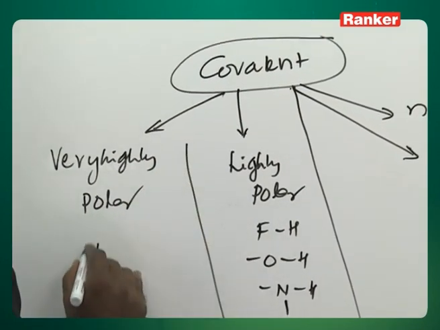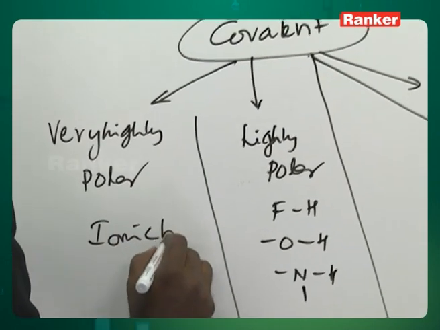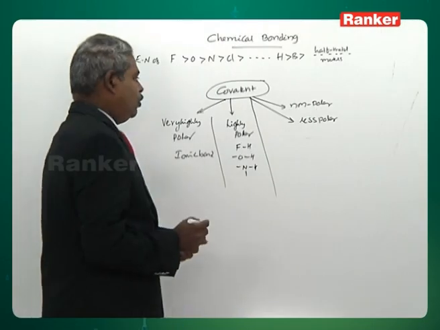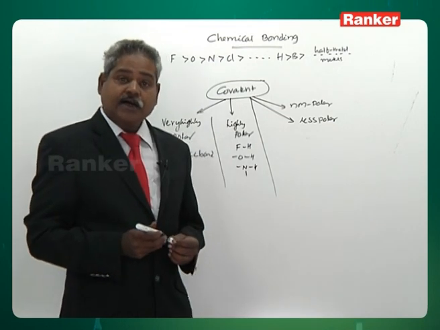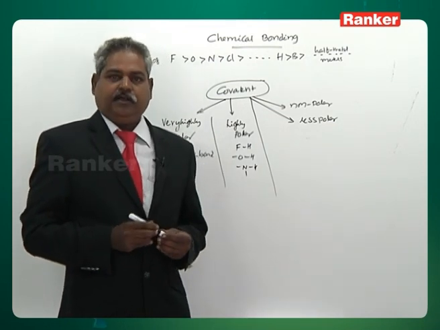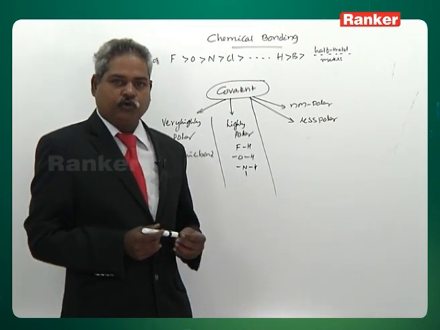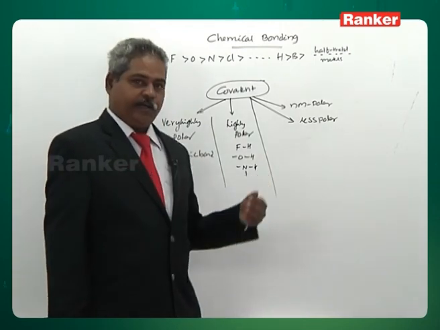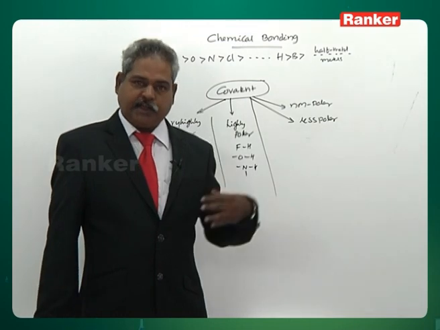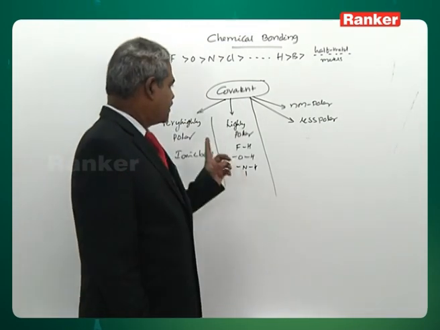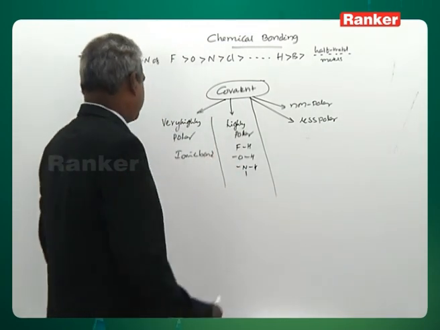as in the case of ionic bond. So, no bond is 100% ionic. Even in an ionic bond, there still is some covalent character. What is covalent character? Give and take. I will give you, but I still take it back. No bond is 100% ionic in nature.